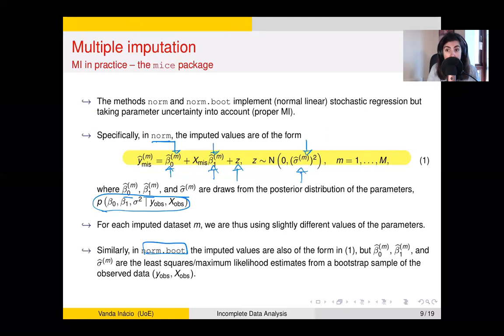We draw a bootstrap sample, and we estimate our regression model based on that bootstrap sample for, say, the first imputed data set. And then we use this equation here. Then we go to our complete cases, we draw another bootstrap sample, we estimate again our regression model based on this new bootstrap sample, and we impute again, and we do this as many times as copies of the data set that we have made. They are both a valid approach in the sense that they perform proper multiple imputation, and they acknowledge parameter uncertainty. Okay.